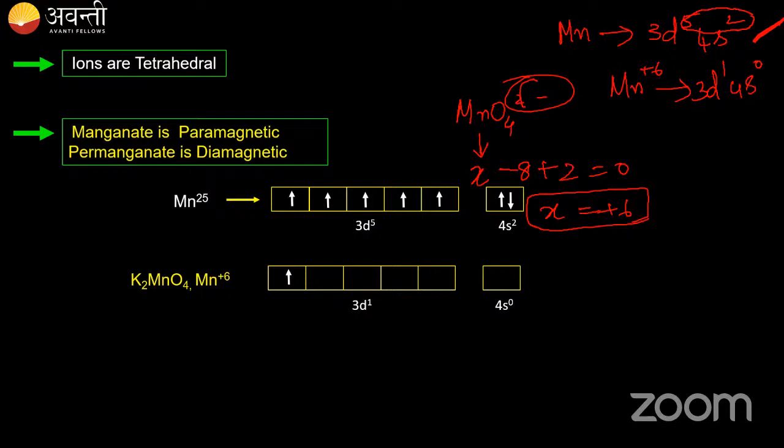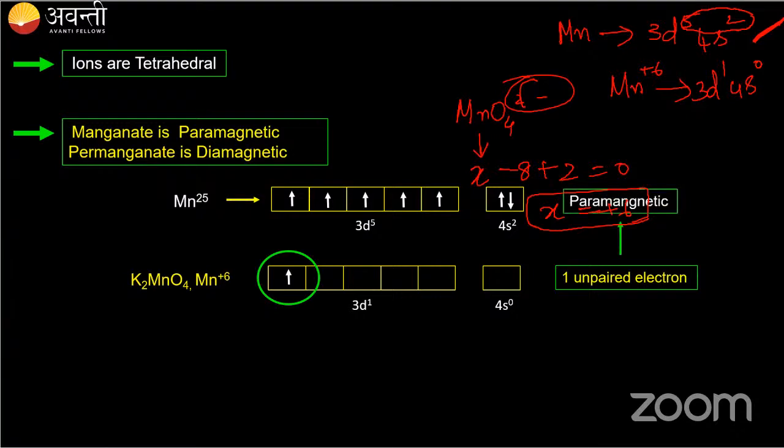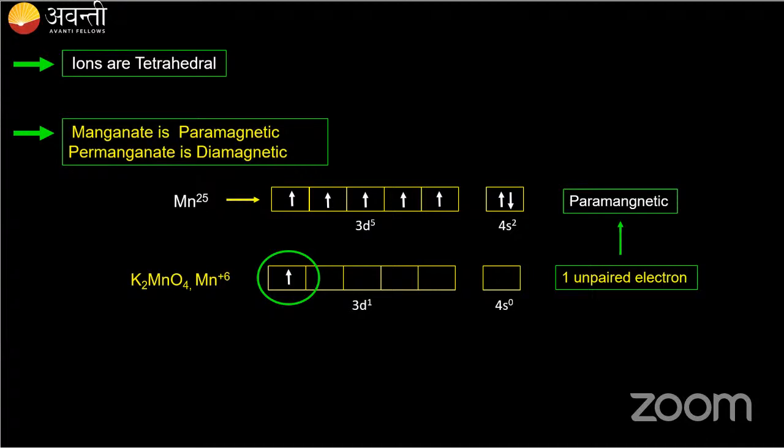So we have one unpaired electron, so the compound is paramagnetic in nature. This is the story of the manganate ion. So we have given the conclusion why manganate is paramagnetic.